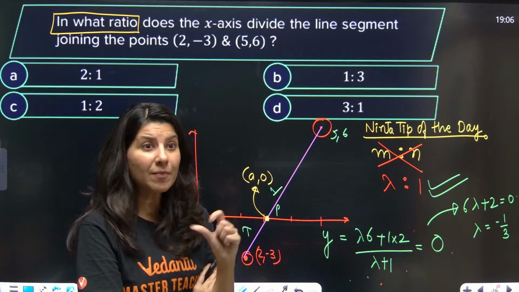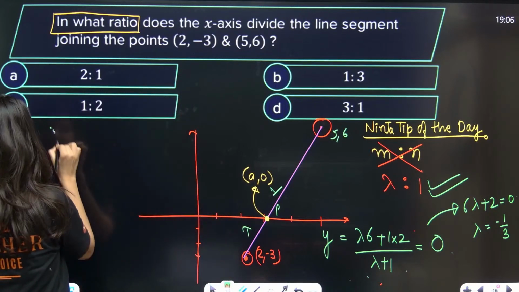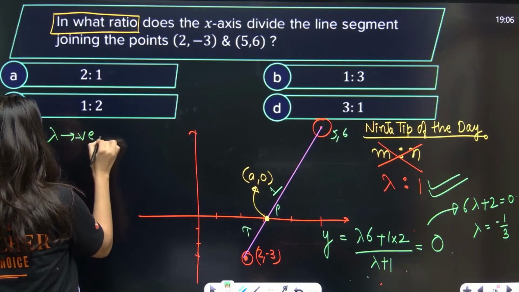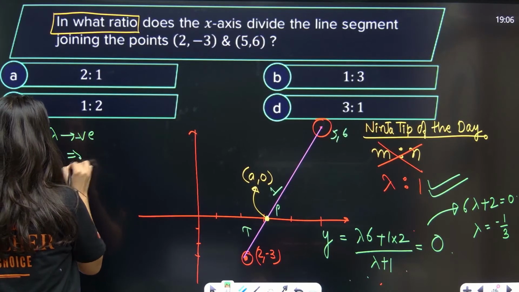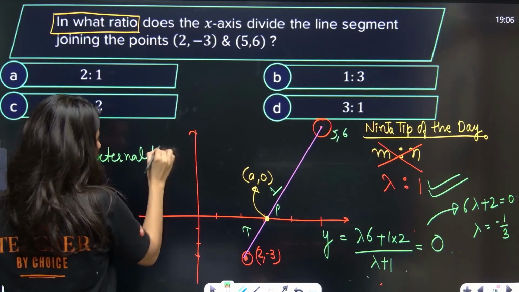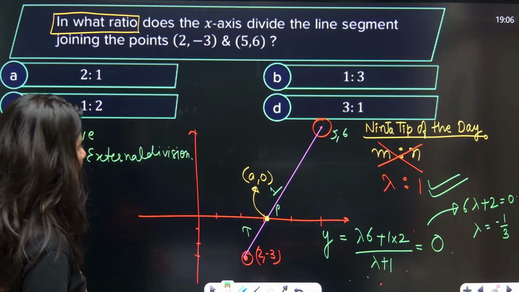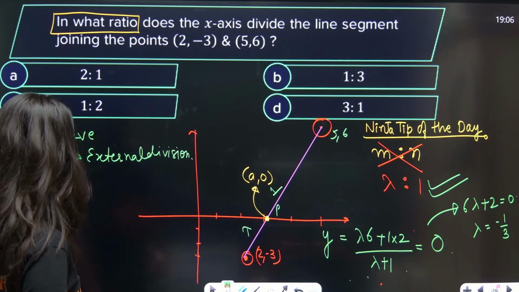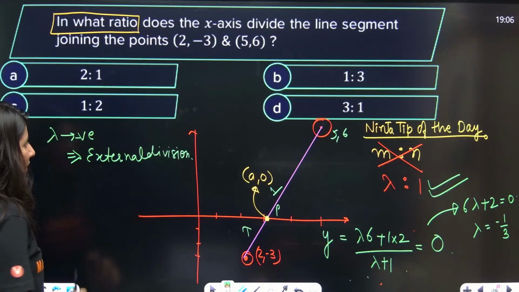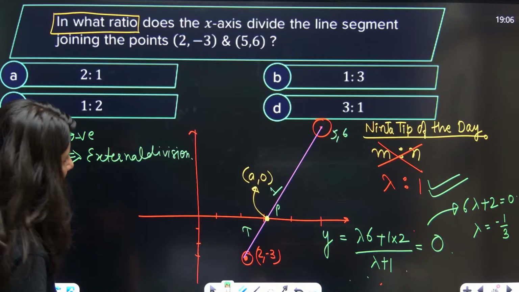That means lambda negative means what? So let me tell you a couple of things. Lambda negative implies external division. Okay. So lambda negative means external division. Okay. And is it coming negative?